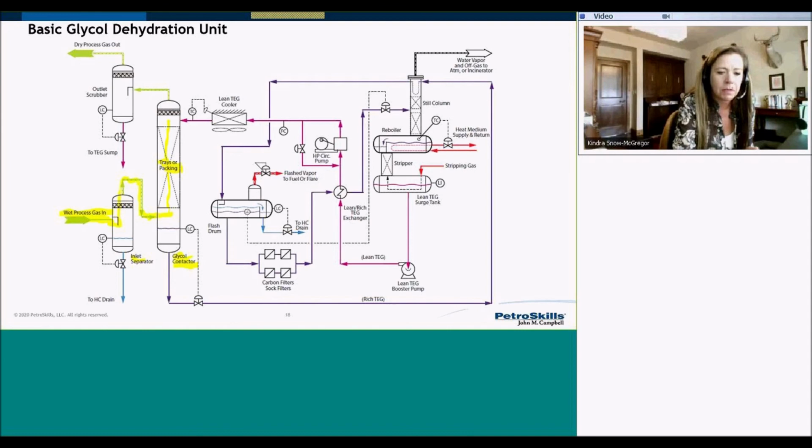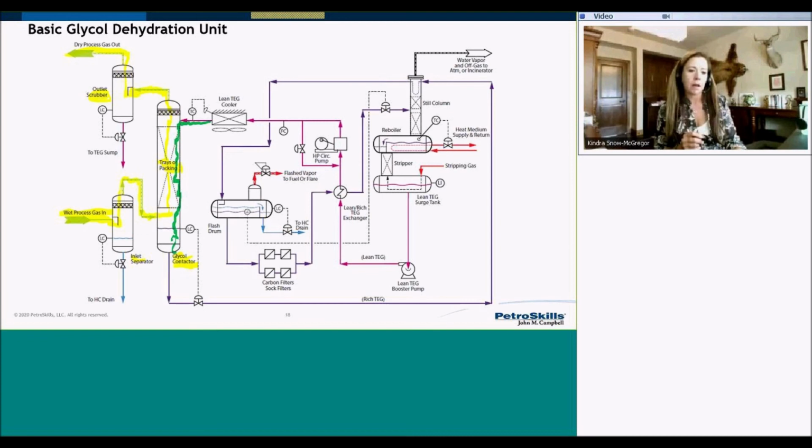My lean TEG enters the top of the column and is flowing down. By the time it comes out the bottom, it has absorbed all the water out of that natural gas. Okay, and so now when my gas leaves that contactor here, my gas is dry, and notice I have an outlet scrubber and my dry gas goes out.